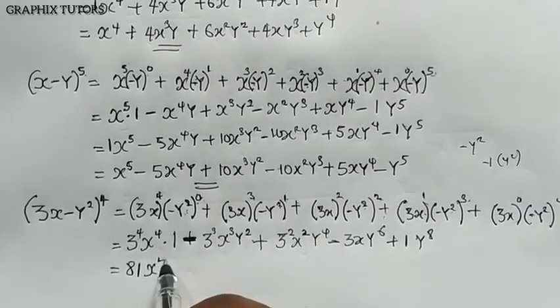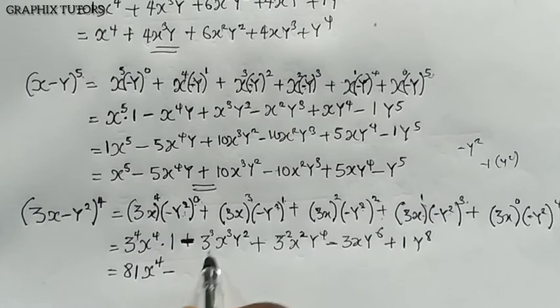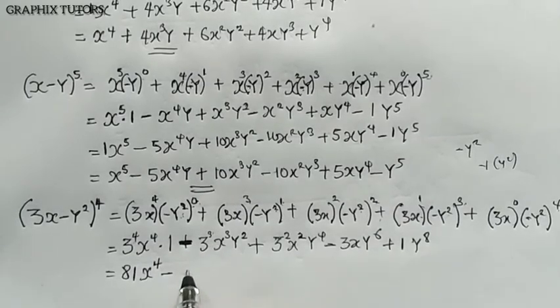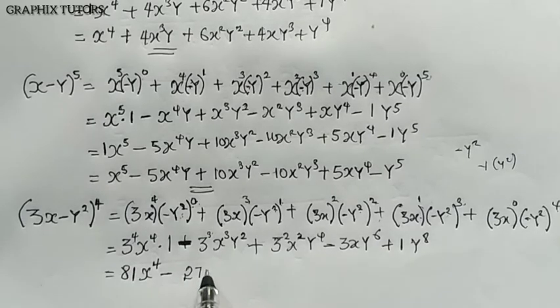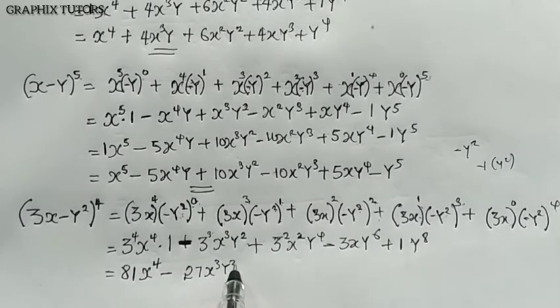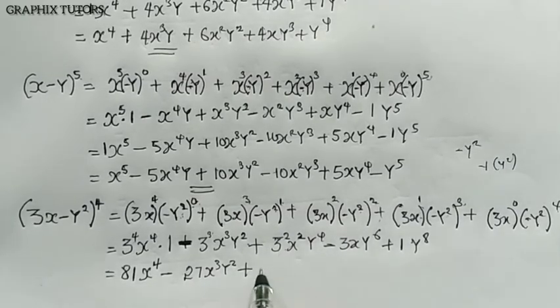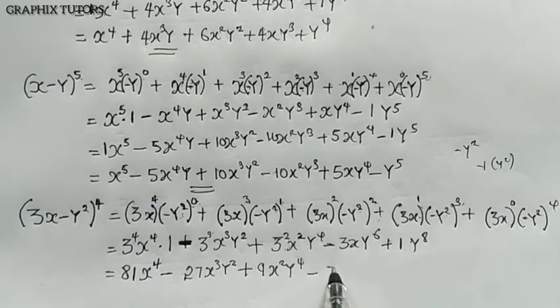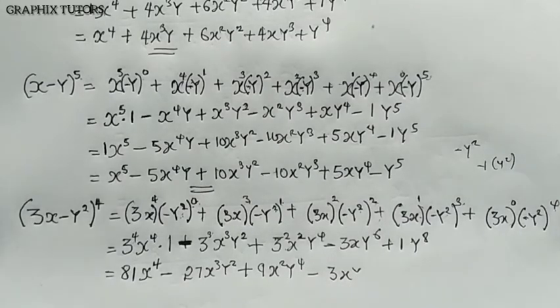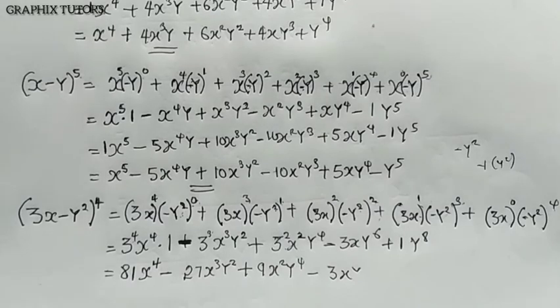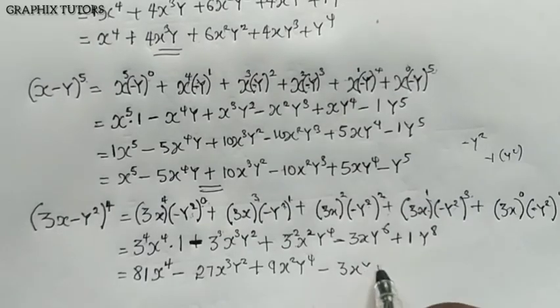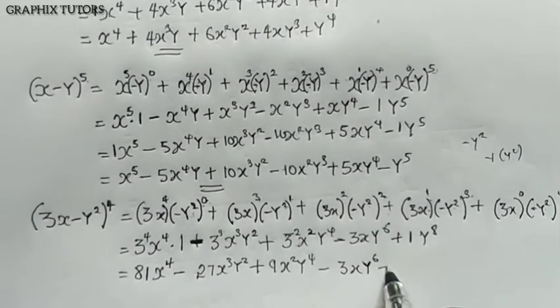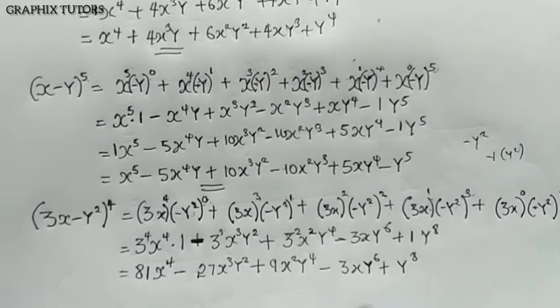Now from here, 3 raised to the power 4 is 81, so 81x^4 times 1 will give you this. Minus 3 raised to the power 3, which is 27, so 27x^3 y^2, plus 3 raised to the power 2 is 9, so 9x^2 y^4, minus 3x y^6, plus 1 times y^8 to give you y^8.